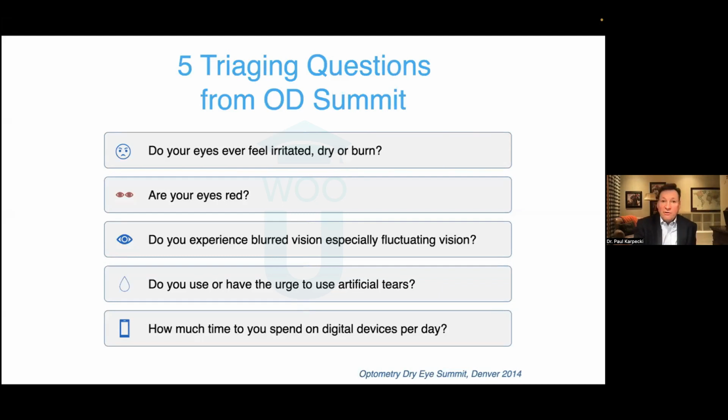And they're basically, how do your eyes feel? How do they look? Like, are they red? Do you experience fluctuating vision or blurred vision? Do you have the urge to use artificial tears or re-wetting drops? And then the last one's how much time you spend on digital devices.